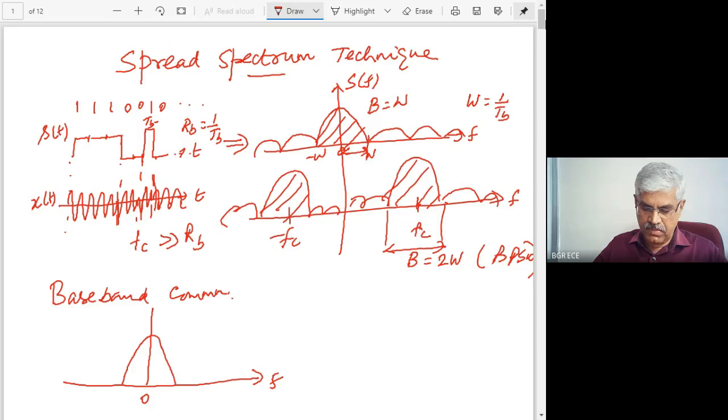So I consider this spectrum like this. This is the spectrum S of F. This is W. This is minus W. And now I transmit this waveform. In the channel we have a bandwidth W. So this waveform will go into that channel and come out with slight distortion, but that distortion can be handled easily. So this waveform will come out.